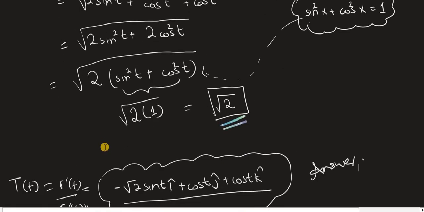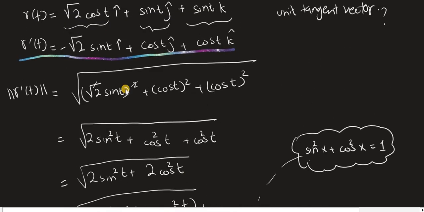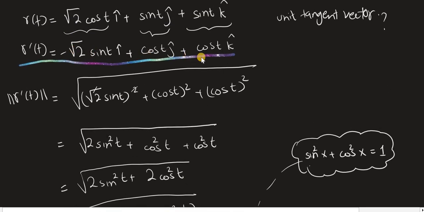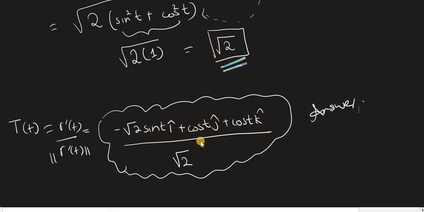And if you want to verify r prime of t, here, it is negative sine t plus cos t plus cos t. So this is how we calculate the unit tangent vector.